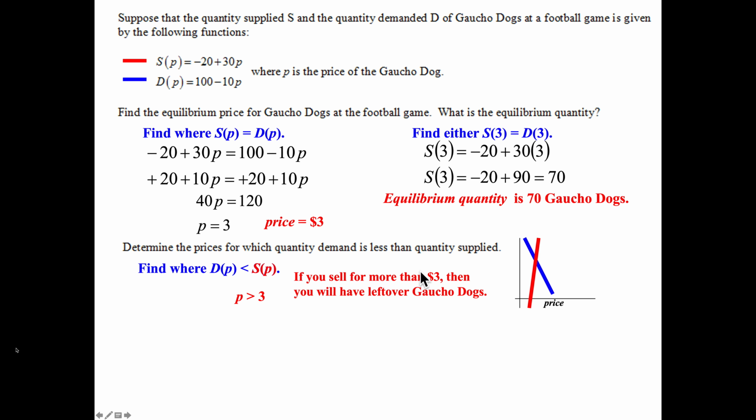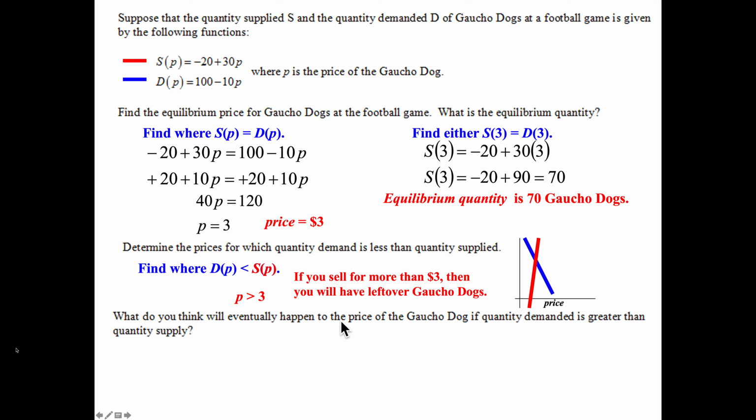which means the price goes up, the demand goes down, and you're going to have too many gaucho dogs left over. So again, like we said, if we were to switch the S of P and the D of P around, which makes S of P greater than D of P, you got your straight substitution there.